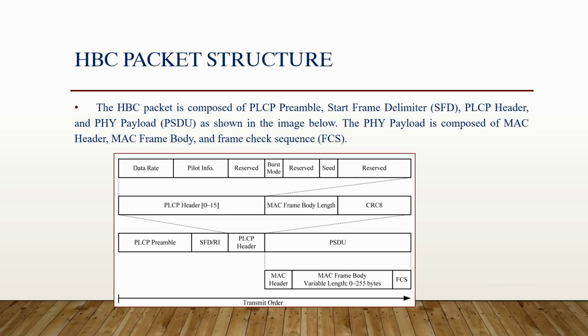Human body communications packet structure. The HBC packet is composed of PLCP preamble, start frame delimiter, PLCP header, and physical layer payload, or PSDU, or physical layer service data unit, as shown in the image below. The physical layer payload is composed of MAC header, MAC frame body, and frame check sequence.